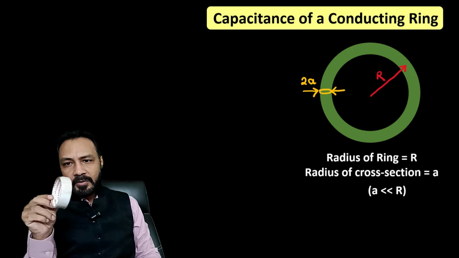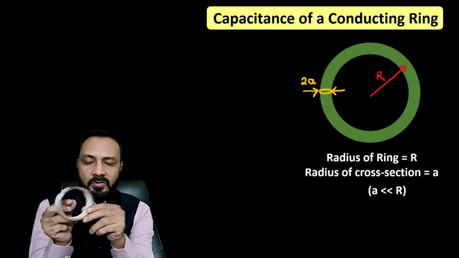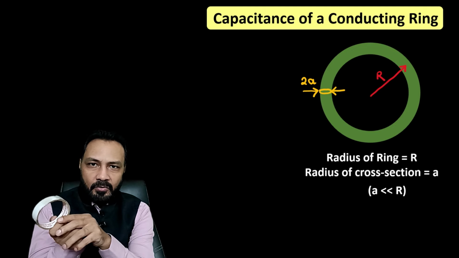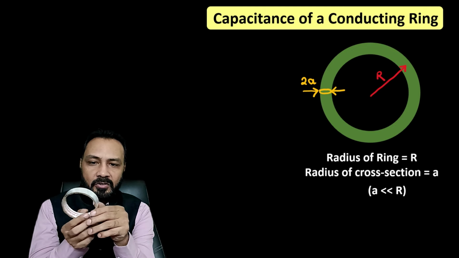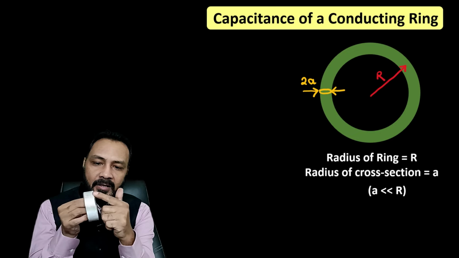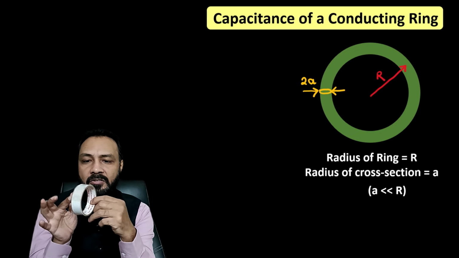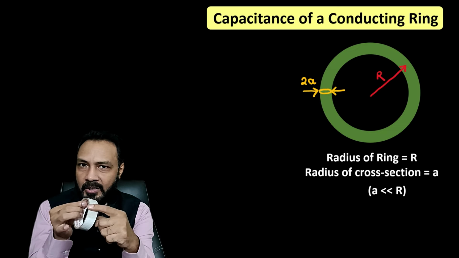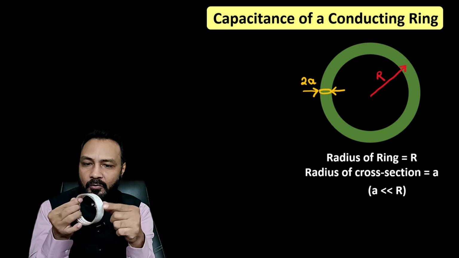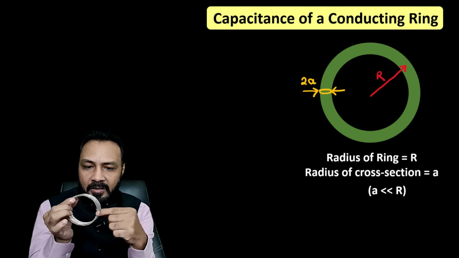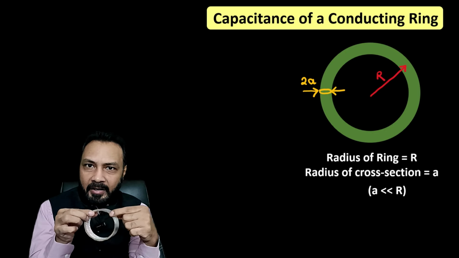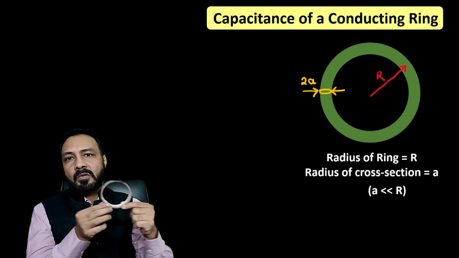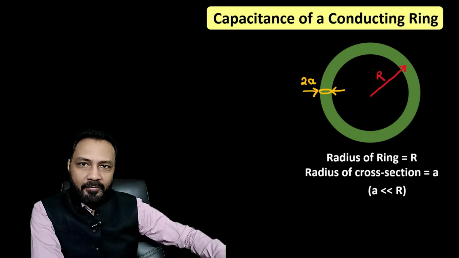Suppose I have a ring something like this. Because of the conductor property of an isolated conductor, the charge deposits more where the radius of curvature is more. So at these edges, charge will be more compared to here. I want the charge distribution to be uniform, so I want to take the thickness or the radius of cross section of this ring to be so small that the charge distribution is uniform everywhere.